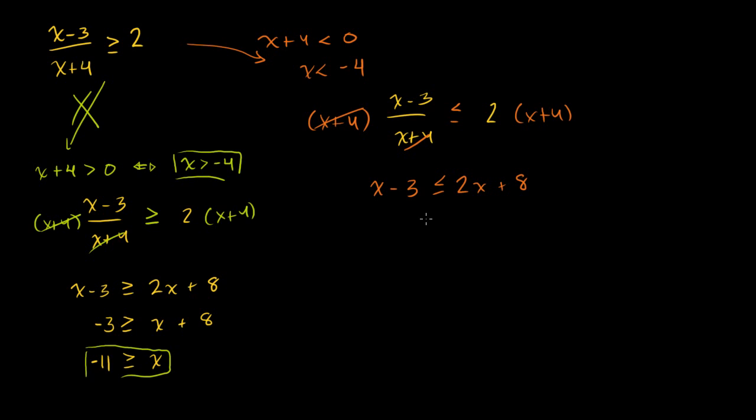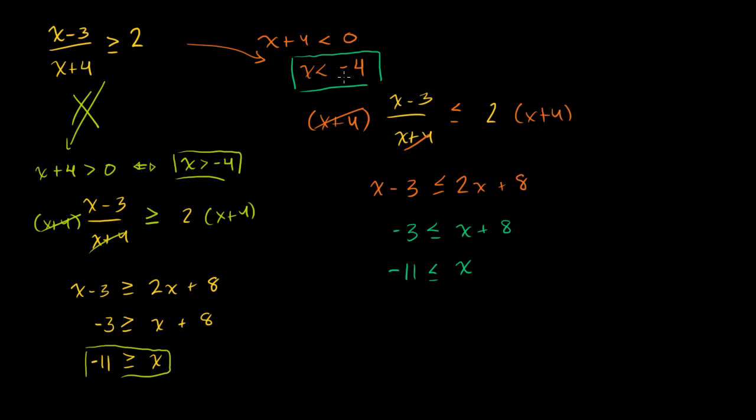And we do the same algebra. Let's subtract x from both sides. We get minus 3 is less than or equal to x plus 8. If we subtract 8 from both sides, we get minus 11 is less than or equal to x. So if we assume, so this is interesting. So if we assume this is negative, we get x has to be less than minus 4.